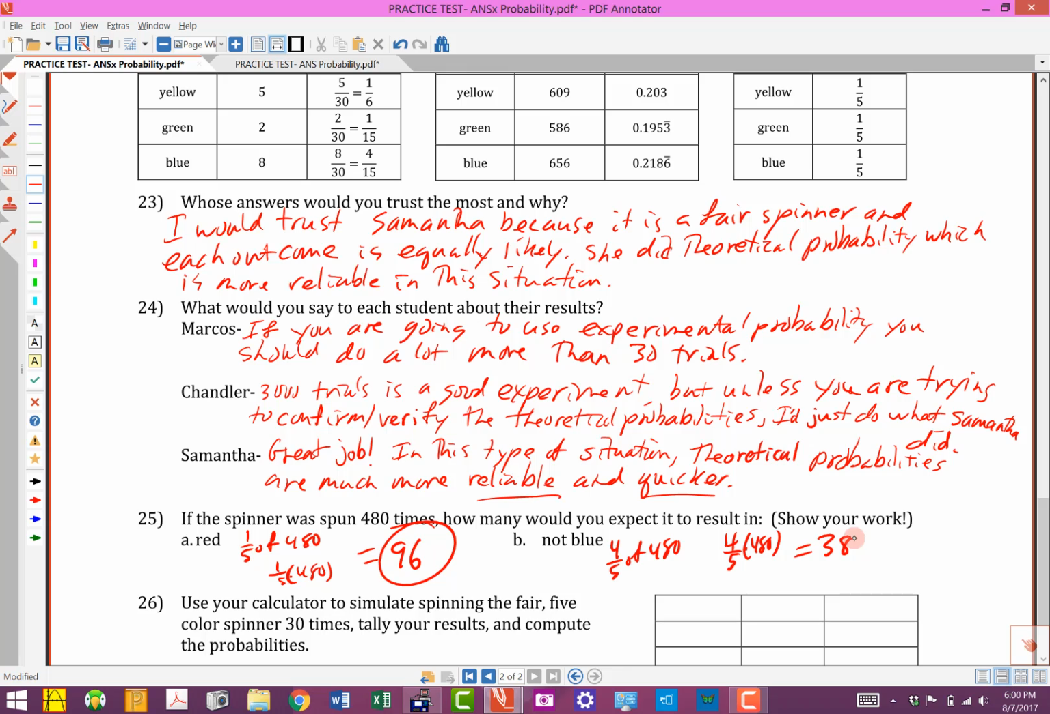So if we did spin it 480 times, we would expect somewhere right around 384 of them to not be blue, and we would expect about 96 of them to be red. Now, that doesn't mean it's going to work out perfectly. Remember, theoretical probabilities are what we expect to happen, and experimental probabilities are actually going through the experiment and tallying things up. That's what actually happens. They don't always match up perfectly, but the more trials we do, the closer we get.